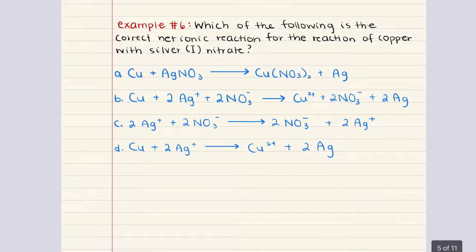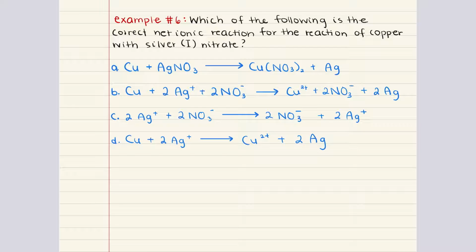Let's move on to problem 6. Problem 6 asks, which of the following is the correct net ionic reaction for the reaction of copper with silver nitrate? To determine the correct net ionic reaction, we need to follow our 3 main steps. First, we write the molecular equation with all of the reactants and all of the products in their undissociated form. Next, we can write the total ionic equation, noting that all of the soluble compounds should be written in their dissociated form. Then last, by removing the spectator ions, we get the net ionic equation. So let's do that for this reaction.